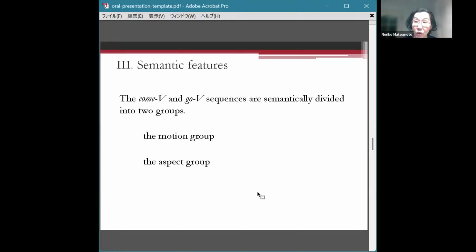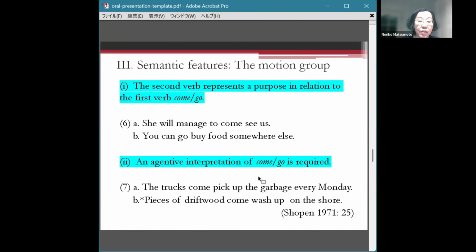The can-be and go-be sequences are semantically divided into two groups, which are the motion group and the aspect group. The motion group has two characteristics. One is that the second verb represents a purpose in relation to the first verb, come or go, as in 6. And the other is that an agentive interpretation of come and go is required.